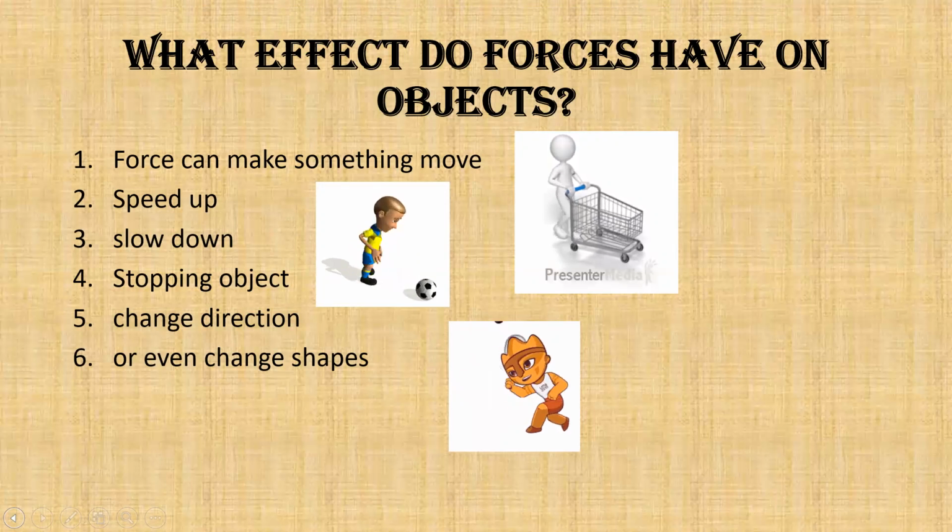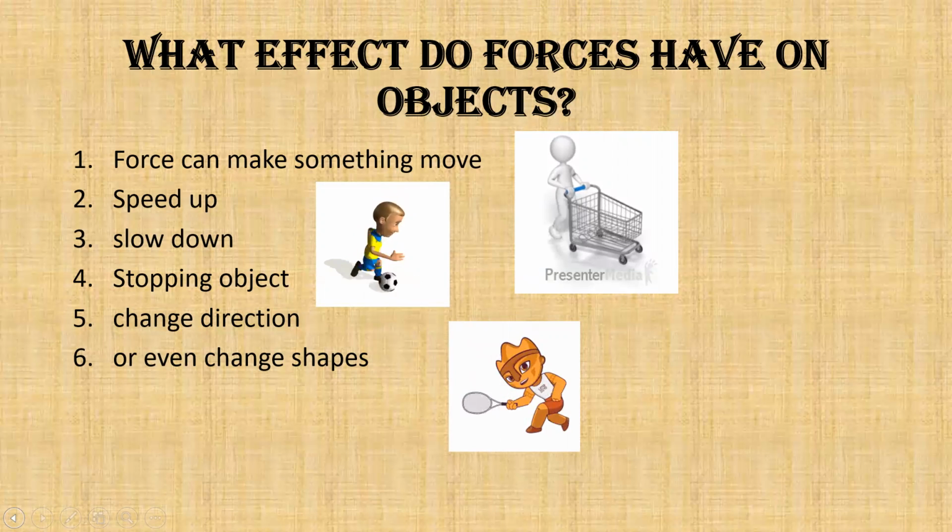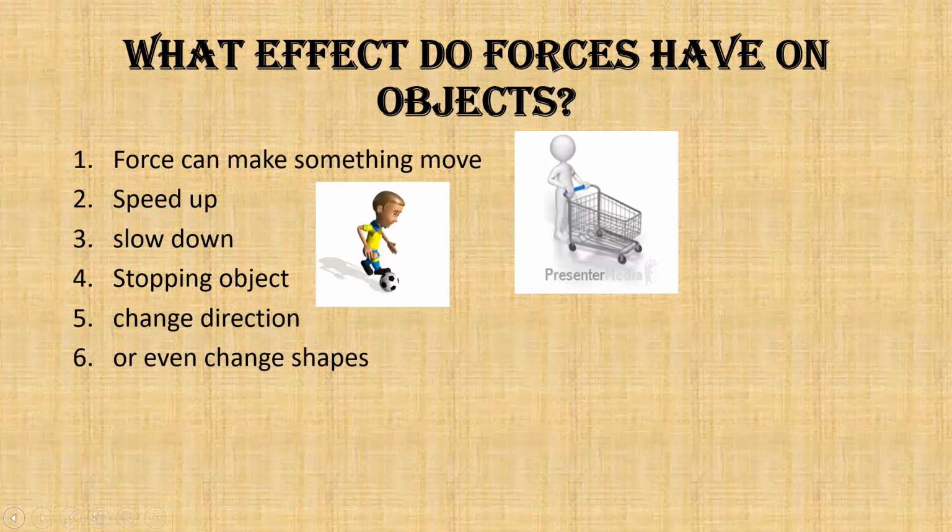For example, force applied by a player on a moving football may stop it, speed it up, or slow it down. Force can move a stationary object. When you apply force on a stationary body, at rest or a static object, it moves in the direction of the force. So a player moves a football by kicking it.